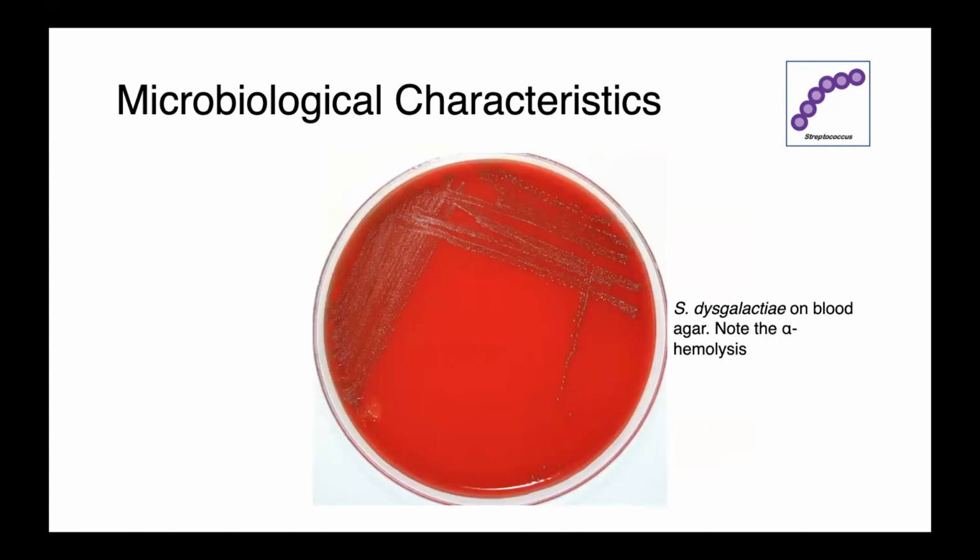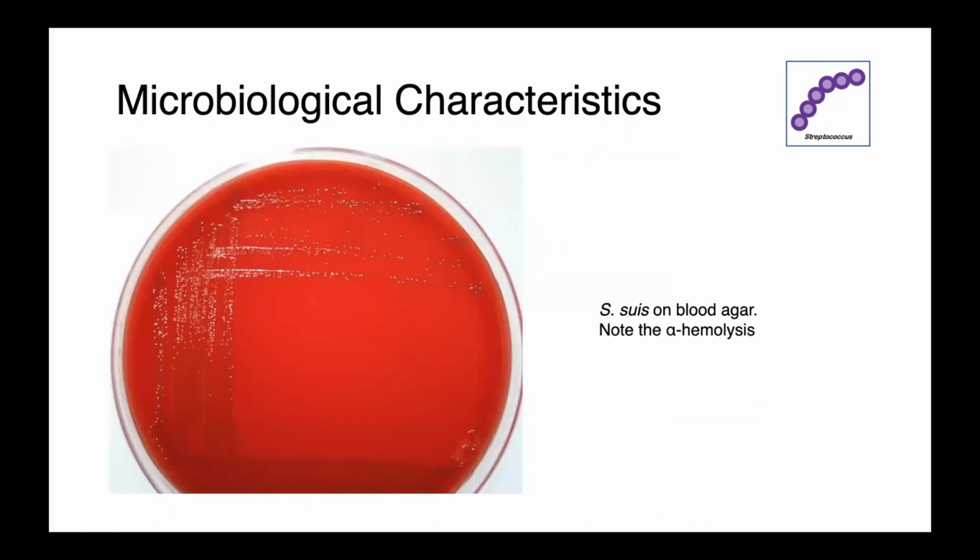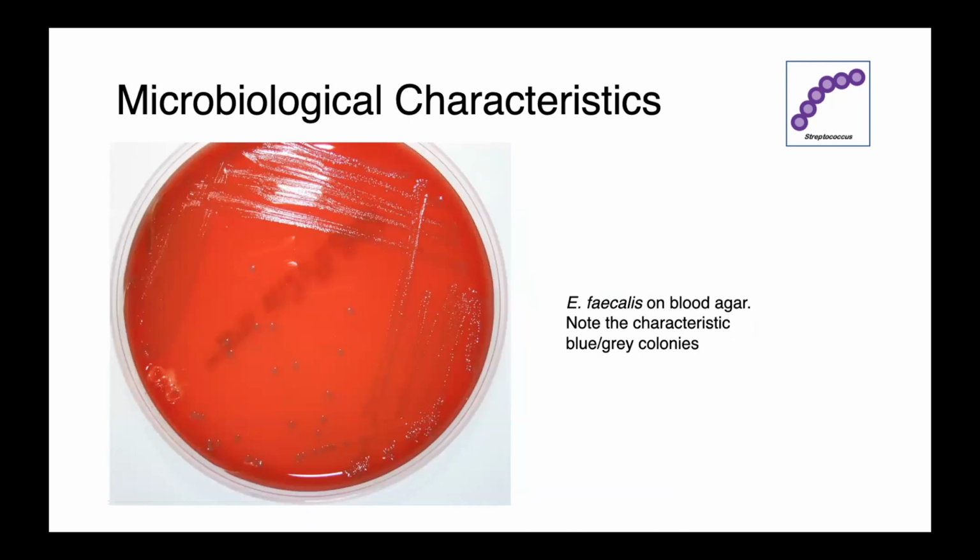Strep dysgalactiae is characterized as alpha hemolytic, and I think you can appreciate the discoloration of the blood agar under and surrounding the colonies. Remember, alpha hemolysis or partial hemolysis is actually the presence of methemoglobin within the unlysed erythrocytes. Similarly, strep suis is also alpha hemolytic. And then finally, Enterococcus species, in this case Enterococcus faecalis, is non-hemolytic and produces these characteristic blue-gray colonies.